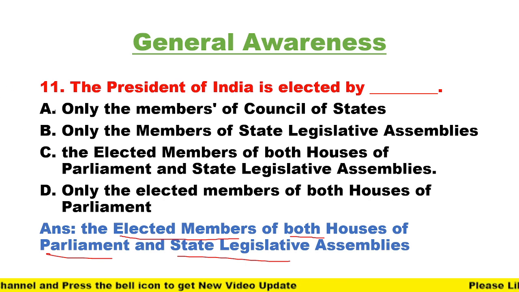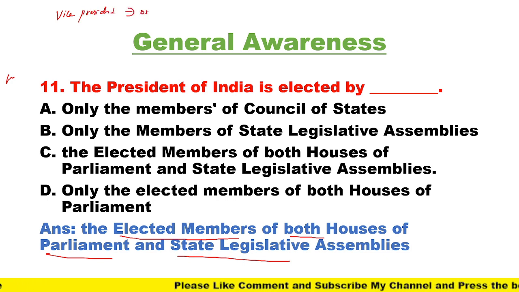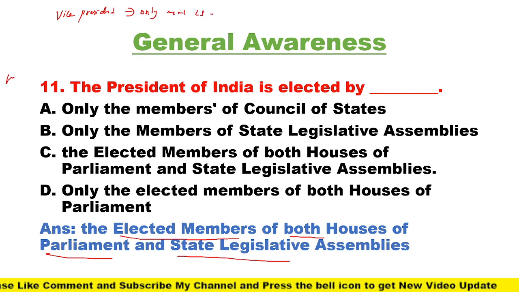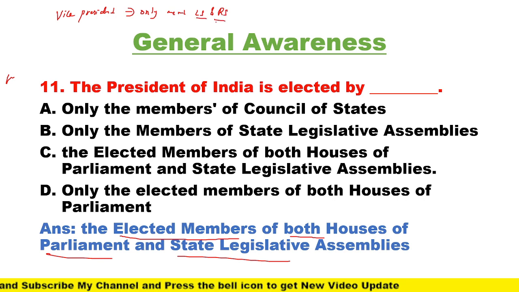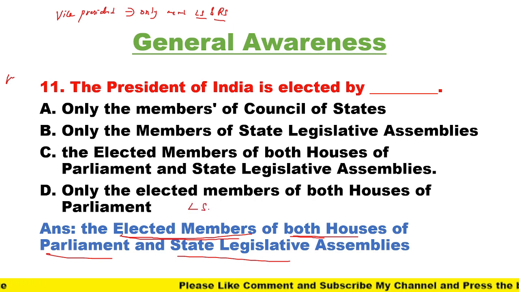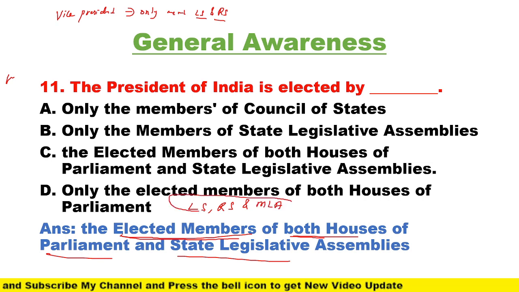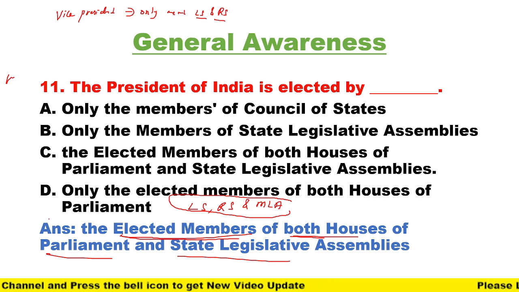In the case of the vice president, only members of Lok Sabha and Rajya Sabha are involved. There is no involvement of State Legislative Assembly. Whereas in the case of the president, the elected members of both houses, that is Lok Sabha, Rajya Sabha, and state legislative assemblies, that is MLAs. Next.